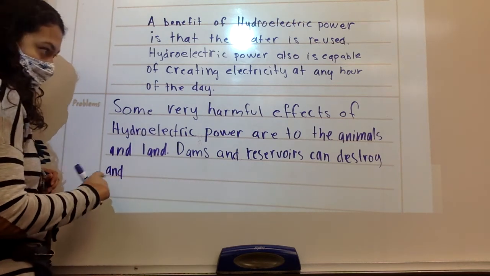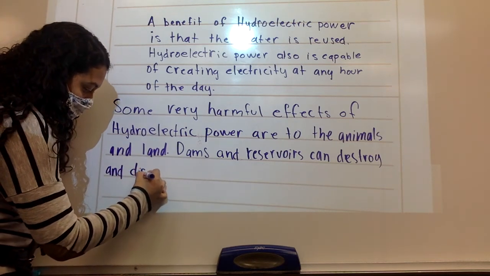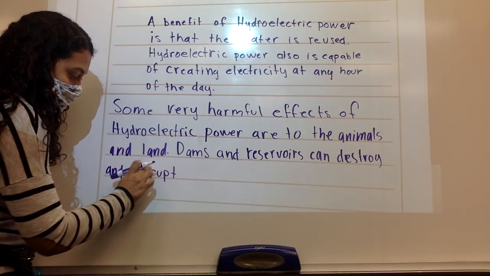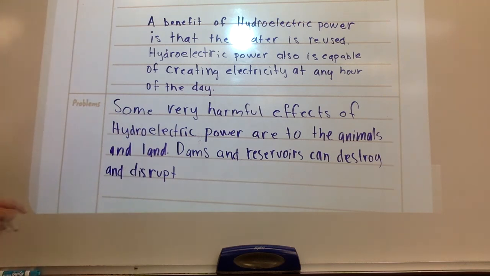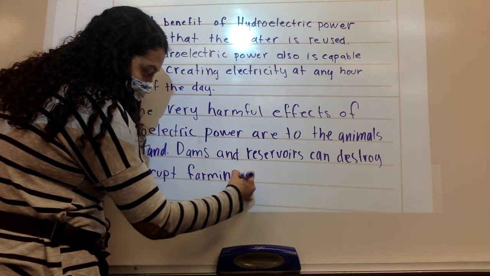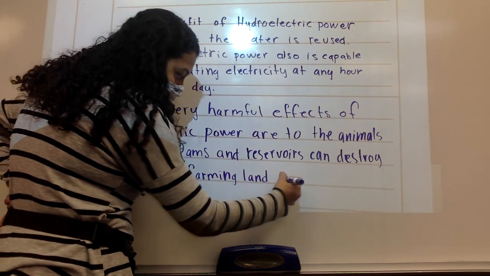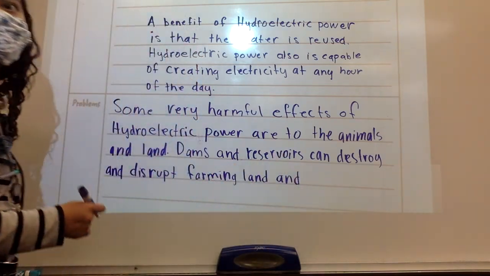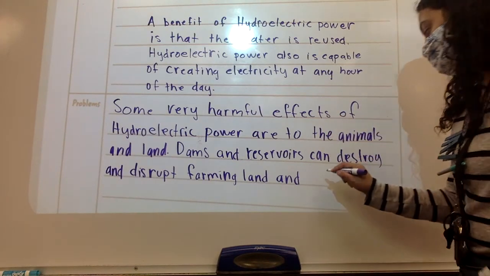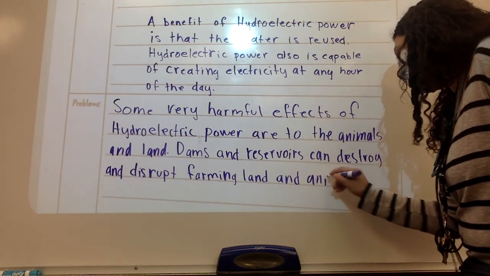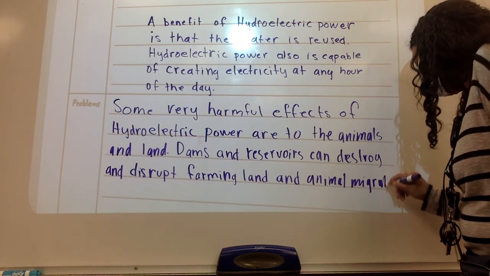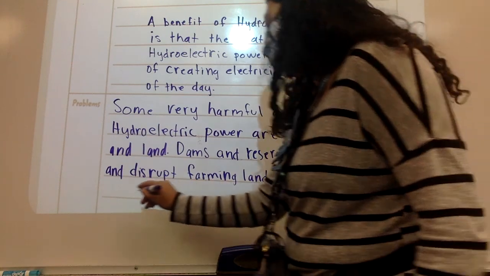Dams and reservoirs can destroy and disrupt farming land and, what was the other one? Animal migration patterns.